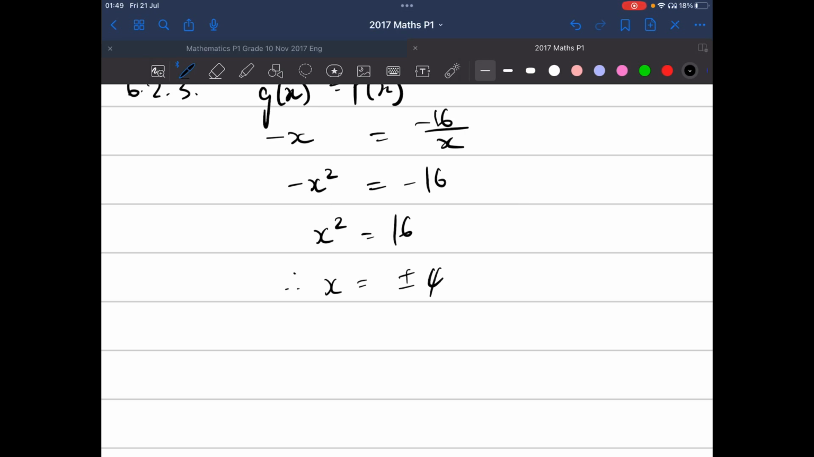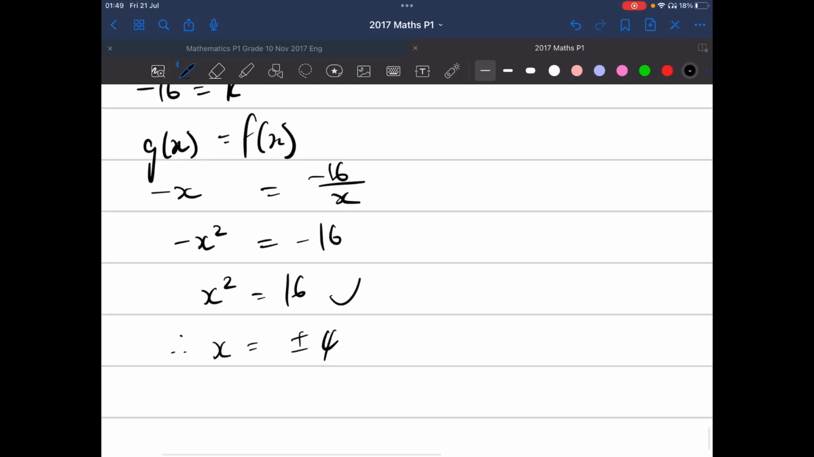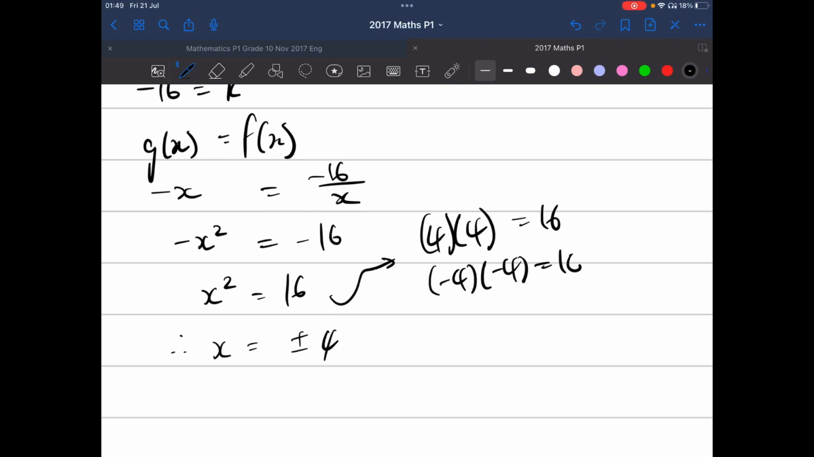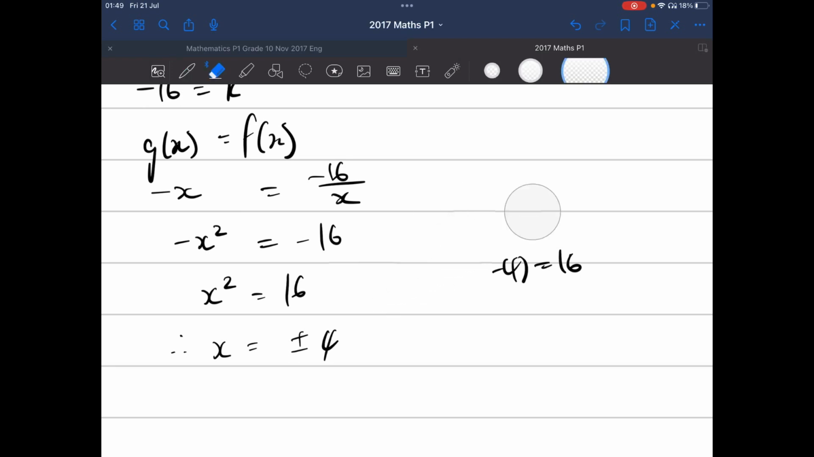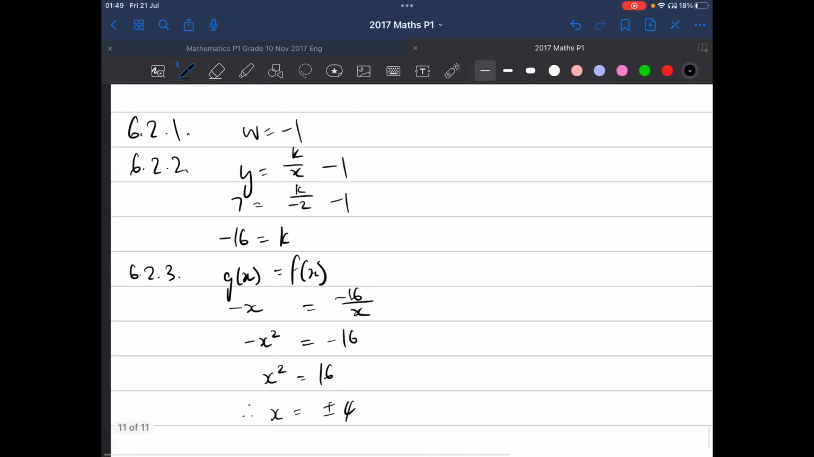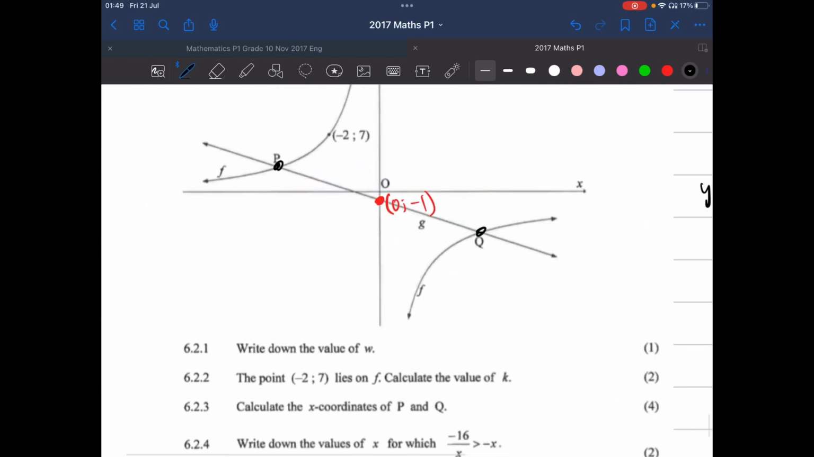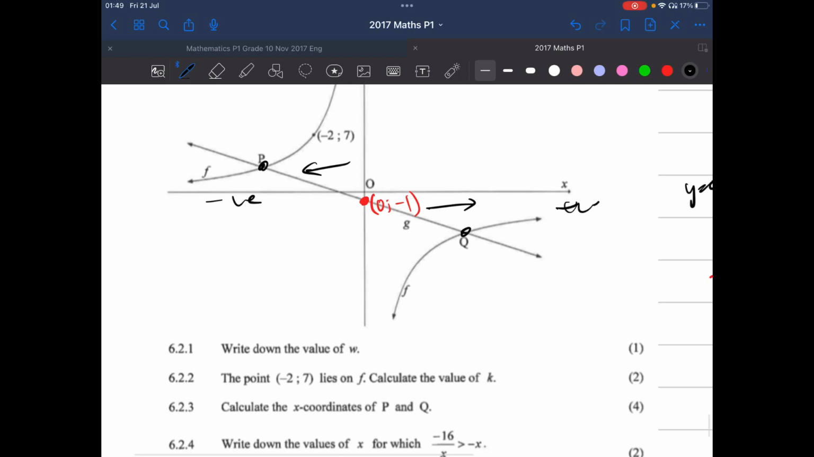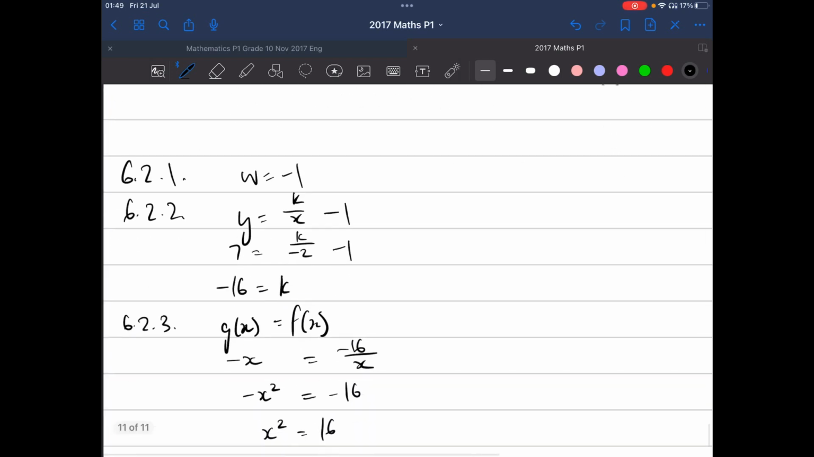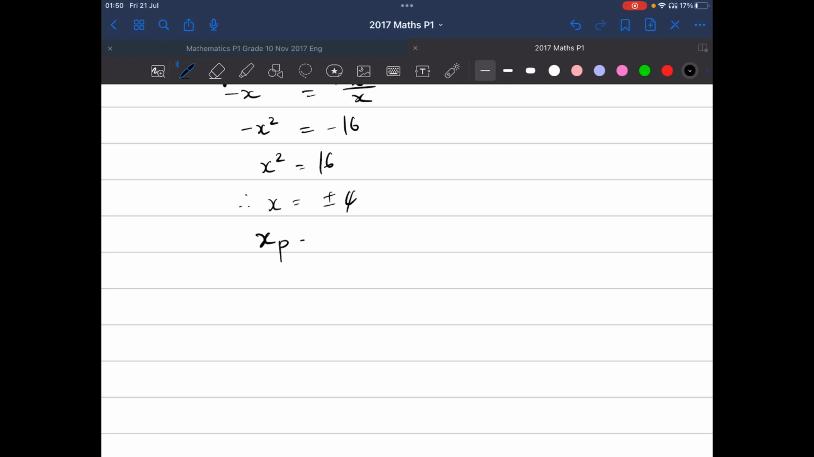Now, this is what I was saying earlier as well. Remember, I can have it as 4 times 4 to get 16, or minus 4 times minus 4 to get 16 as well. Now, if you look at where P and Q are, P lies this side of the origin, Q lies that side. So this side is negative, this side is positive. So P has to have the negative value. So I can say that x of P equals minus 4 and x of Q is positive 4.